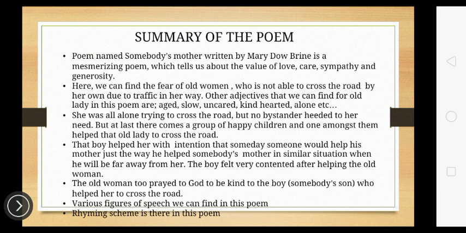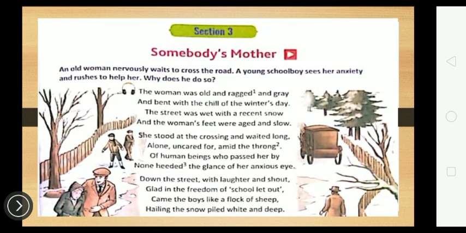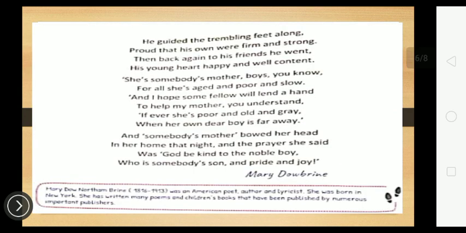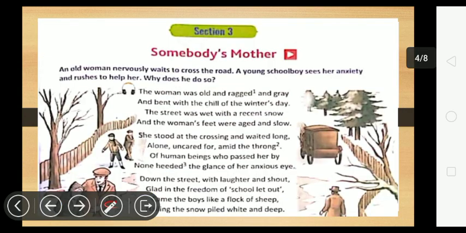And in this poem we will be coming across various figures of speech, and we will also be finding the rhyme scheme here. So the first one. An old woman nervously waits to cross the road. A young schoolboy sees her anxiety and rushes to help her. Why does he do so? So here the question they are asking is why does he do so? It means that the young schoolboy sees her anxiety and rushes to help her. So why does he do so? This is the question that we are going to find in this poem.